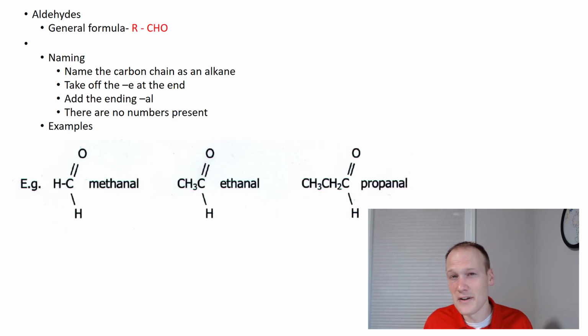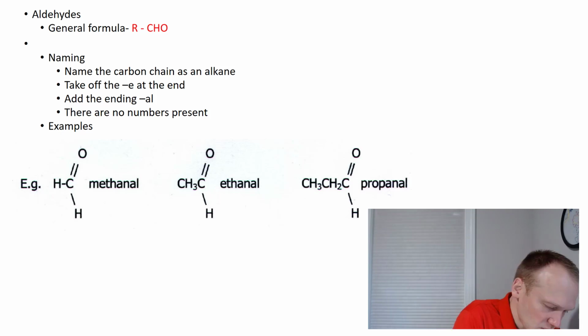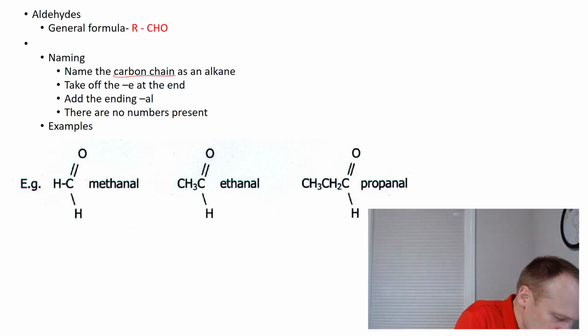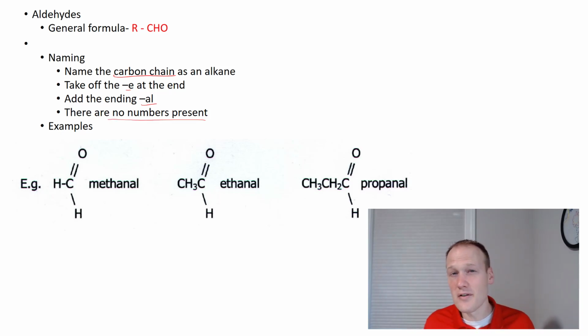The next one we're going to take a look at is the aldehydes. Aldehydes are when you have an aldehyde group, a CHO, that's coming off of one of the carbons in the carbon backbone. The way we name these is we name the carbon chain, so methane, ethane, butane. We take the E off and we put the AL, but there are no numbers present. The reason there are no numbers present with aldehydes is because the aldehyde group will always be at one of the ends of the molecule.